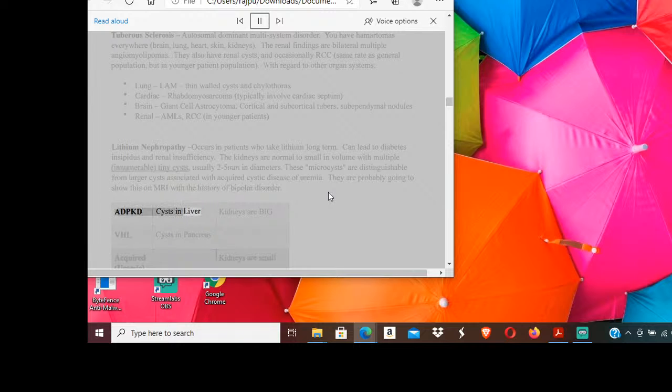ADPKD: cysts in liver. VHL: cysts in pancreas. Kidneys are big. Acquired cystic disease: kidneys are small.